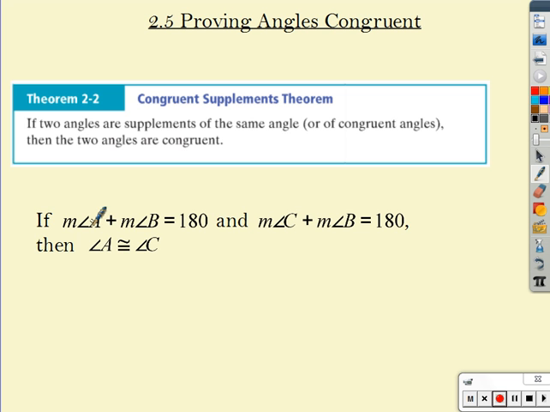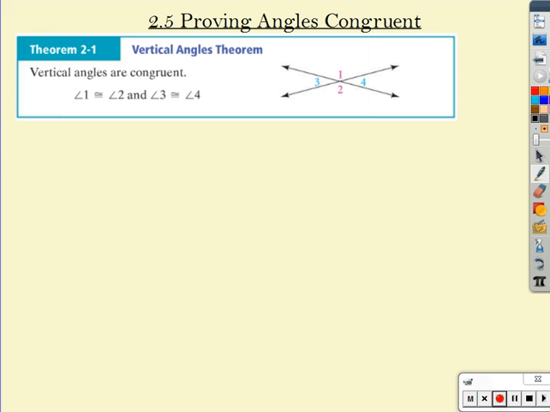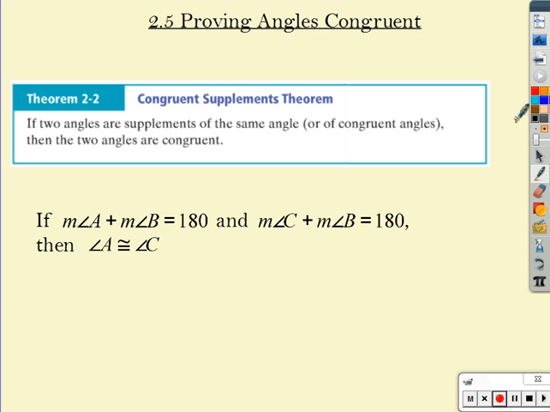So the measure of angle A plus the measure of angle B is 180, and the measure of angle C plus the measure of angle B is 180, then A and C have to be congruent. The reason why we do have this first theorem here, the vertical angles theorem, is because we're going to probably end up using this a lot more than the congruent supplements theorem. Not that this isn't useful, but you've got two sets of supplementary angles, and then we know that one of those pairs has the exact same angle.